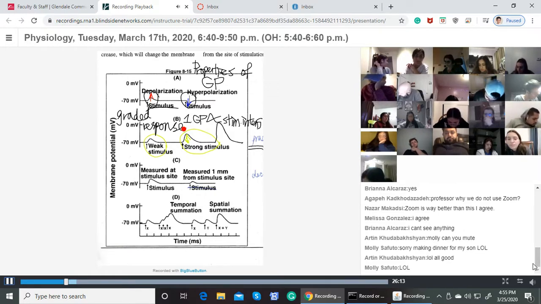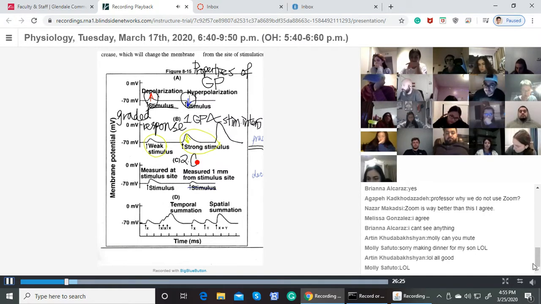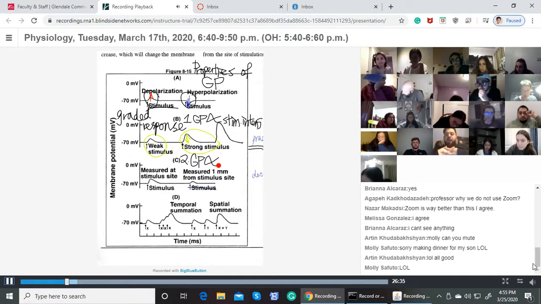Property number 2 is this one here, graded potential. Again, it is proportional, but this time it is not directly proportional. It is inversely proportional. What do you mean inversely? It is 1 over. I hope you remember your high school math. 1 over, what is that? Distance.